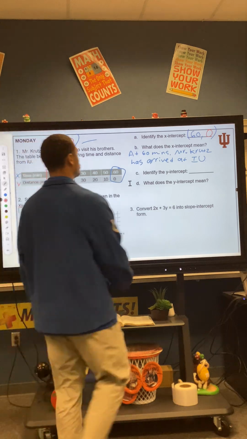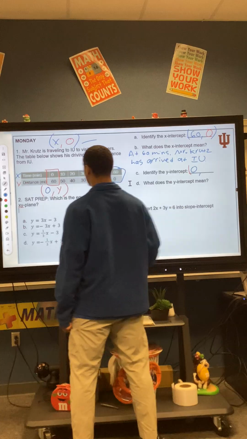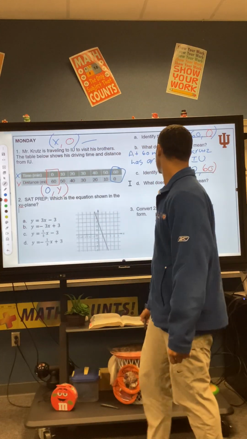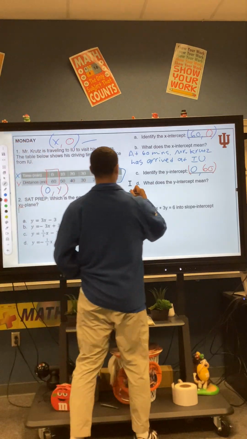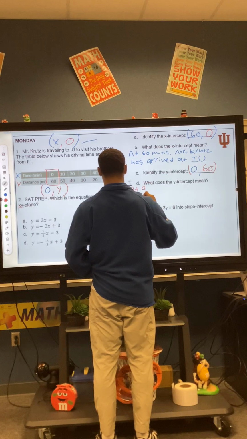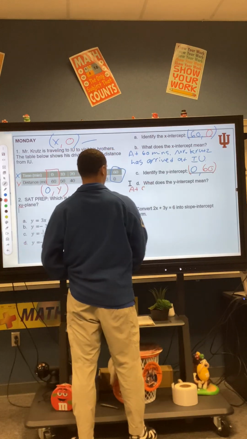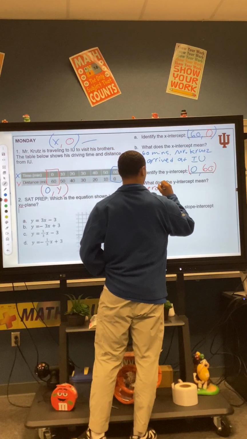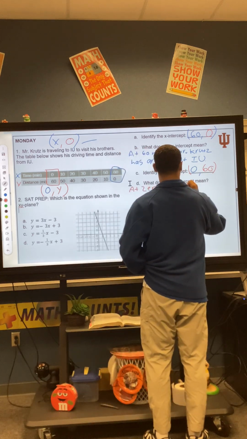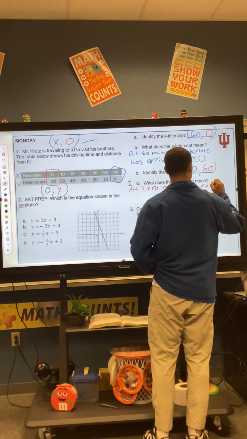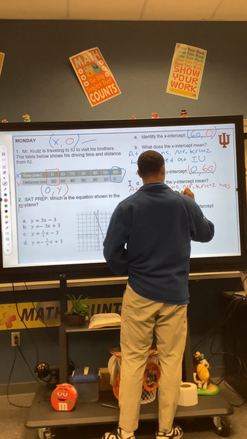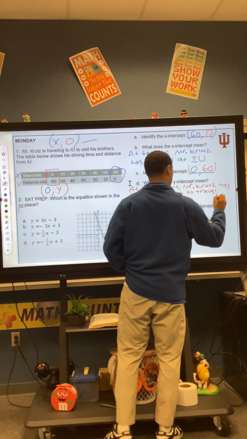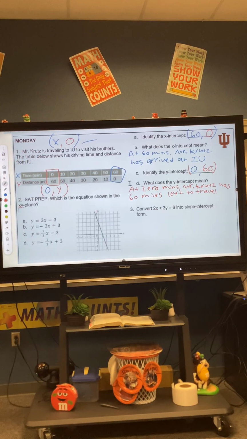So my Y-intercept is going to be 0, 60. And basically what that means is at 0 minutes, Mr. Krutz has 60 miles that he has to travel. That's what that means. In other words, he hasn't started yet.